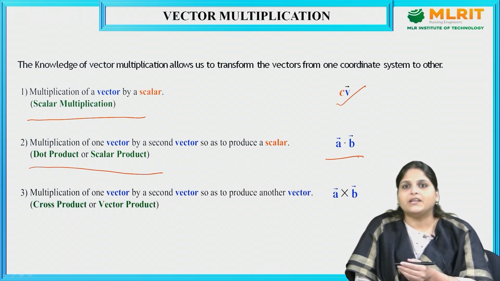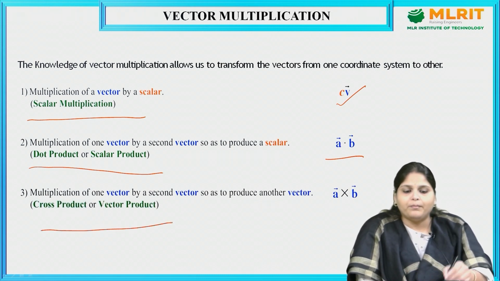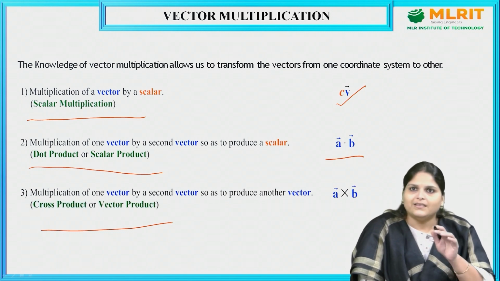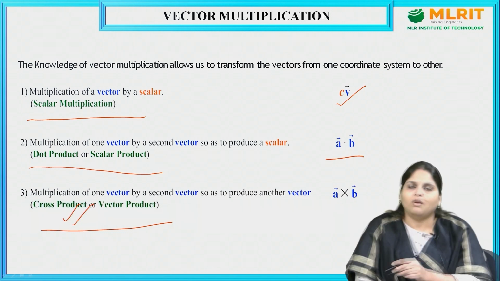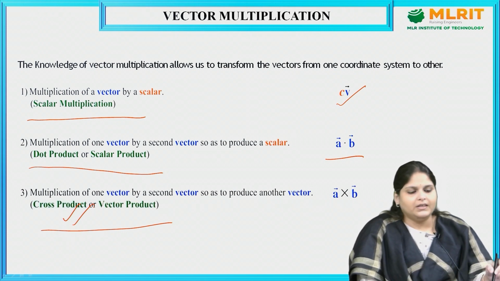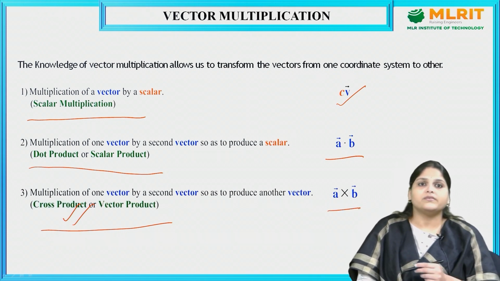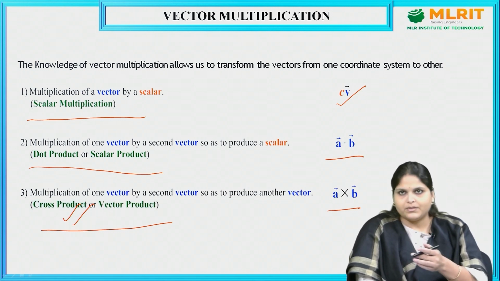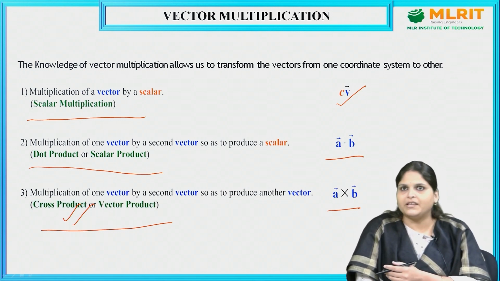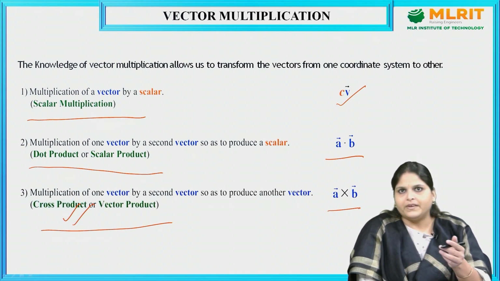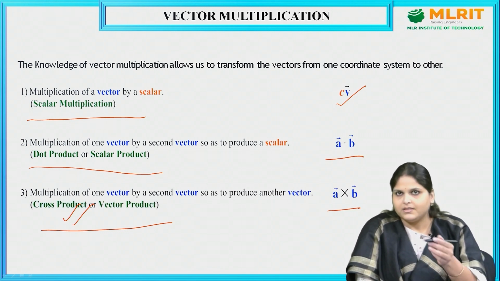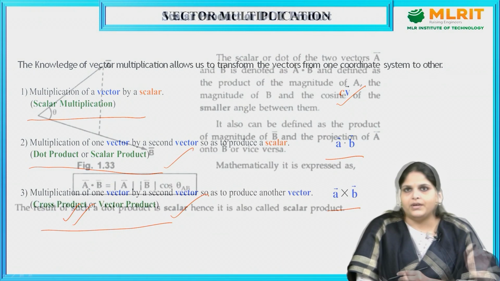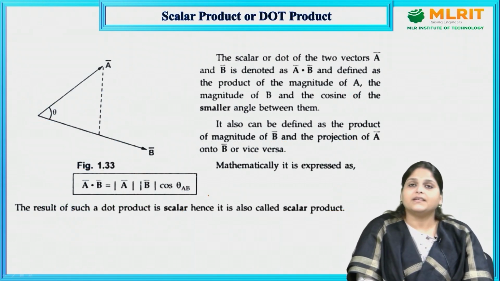Third one is multiplication of one vector by a second vector so as to produce another vector. That is called cross product, or it is also called vector product. It is given by vector A cross vector B. So what we understood is there are three types of vector multiplication. First one is multiplication of a vector by a scalar, which is called scalar multiplication, second one is dot product, and third one is vector product. We will discuss these three types one by one.